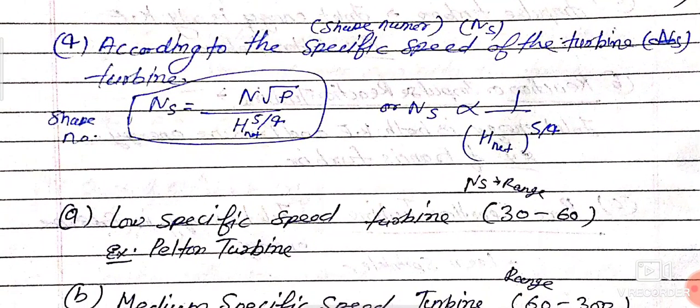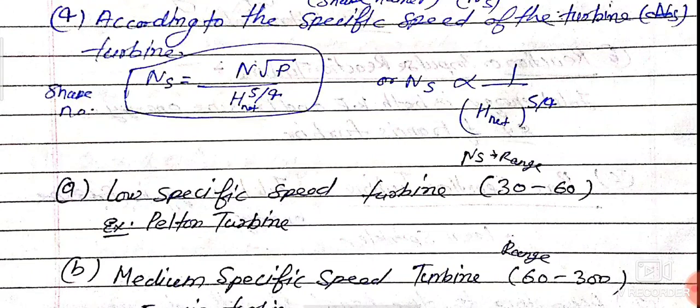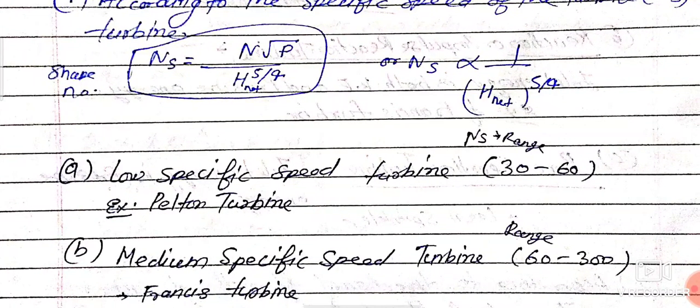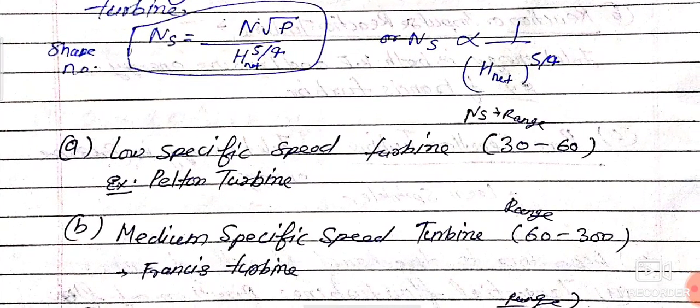Then we will discuss further classification according to the specific speed of the turbine. First, low specific speed turbine. Its specific speed varies between 30 to 60. For example, Pelton turbine is an example of low specific speed turbine.